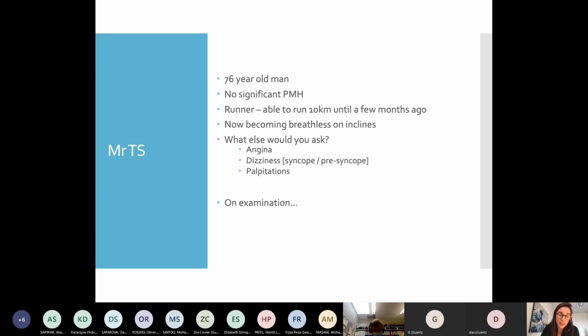On examination, again, I'm just going to give you a moment to write down what you think you might find in someone who's been breathless on exertion in a talk about aortic stenosis. Anyone brave enough to volunteer any suggestions? Yeah, Serena, great. So you might hear a pansystolic murmur. And what features might suggest that this was a severely stenosed valve as opposed to just some stenosis?